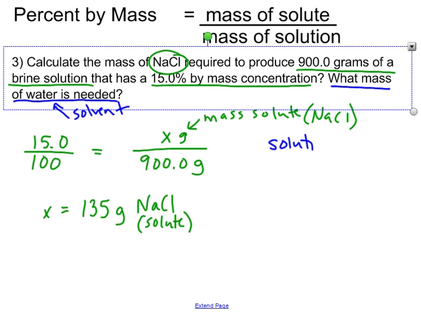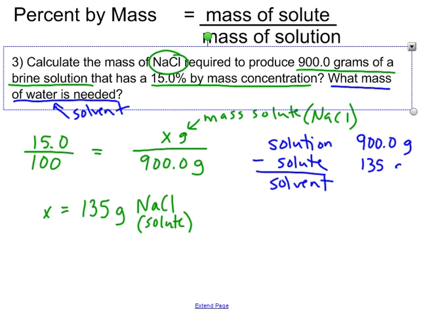The solution contains both the solute and the solvent. So if we subtract out from the mass of the solution the mass of the solute, we should have the mass of the solvent. Okay, so the solution mass was 900.0 grams. The solute mass we just figured out was 135 grams. So if we subtract those two numbers, we get 765 grams of solvent, which in this case is water, because brine is a saltwater solution.